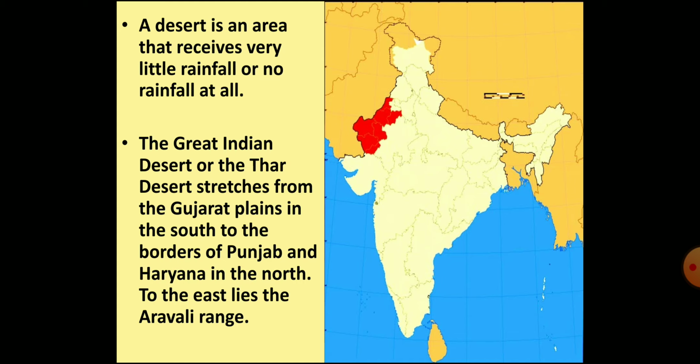Let's understand the extent of the Great Indian Desert or the Thar Desert. So children, it stretches from the Gujarat plains in the south up to the borders of Punjab and Haryana in the north. As you can see in the given image also, it means the Gujarat plains make the southern border of the Thar Desert, and in the north, the southern boundaries of Punjab and Haryana border it. The Aravalli range, which is the oldest mountain range in India, marks the eastern borders of the Thar Desert. This was about the location of the Great Indian Desert.